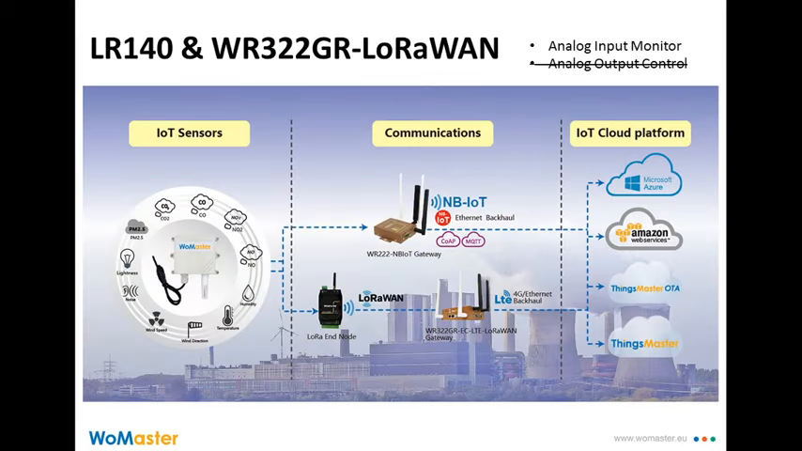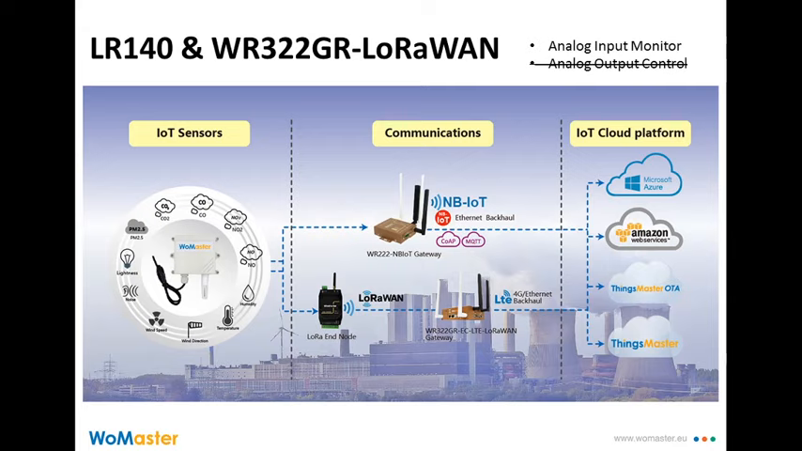For LoRaWAN, this page shows the typical LoRaWAN architecture. The IoT sensor uses AIO or RS485 to connect to the LR140. The sensor will send the data to the LR140 by Modbus RTU. And the LR140 will use the LoRaWAN protocol to send to the WR322.